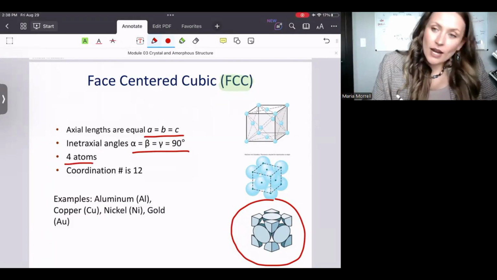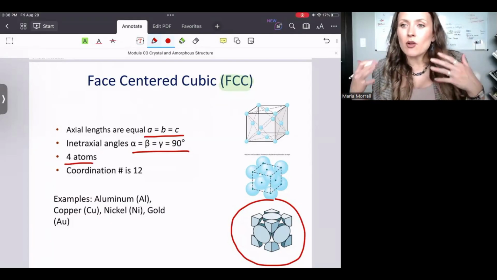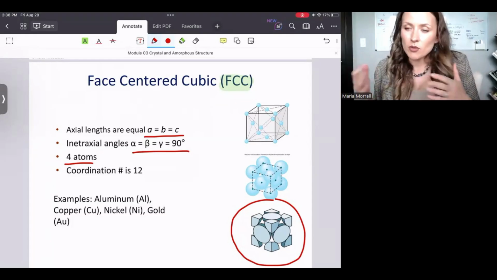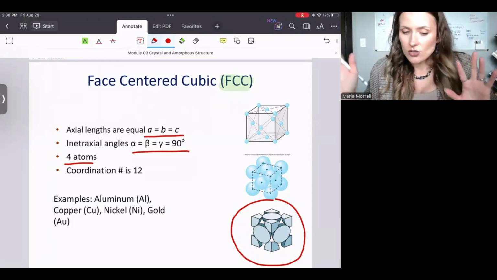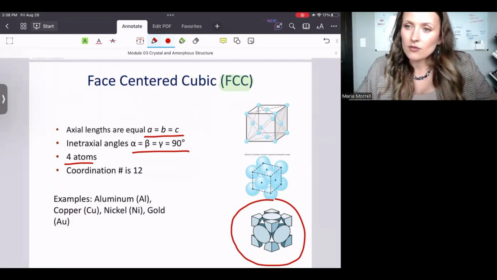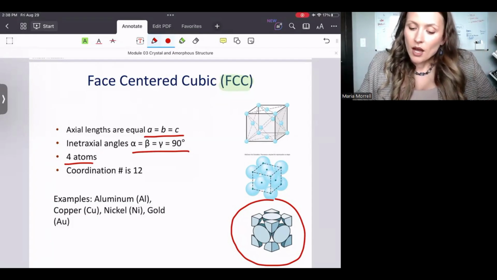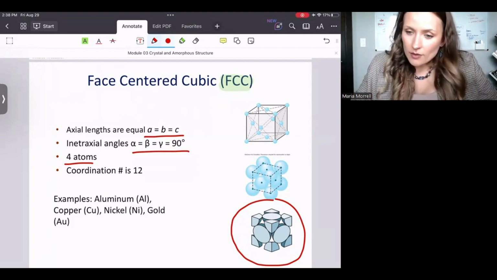Now, the next says 4 atoms. And again, I don't want you to memorize it, because if we have to memorize something, we lose the knowledge that we just store in the memory. I want you to try to understand why 4 atoms.